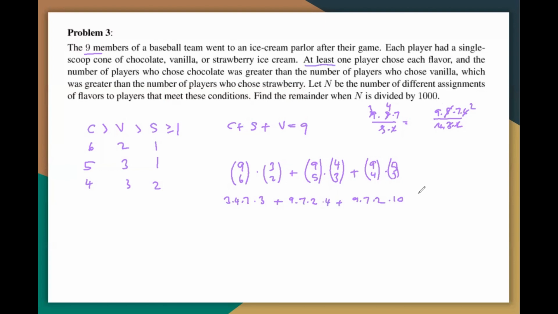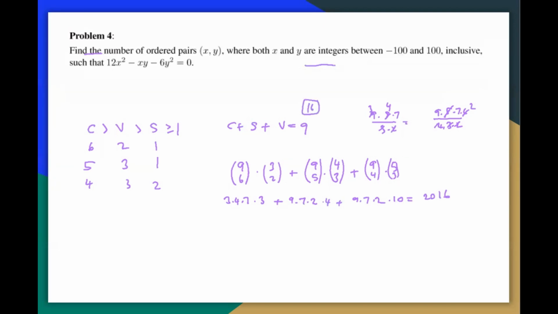The rest is just multiplying and adding. If you do this, you will get 2016. Then we divide this by 1000 to get the remainder, so 16 is our answer. That was our third problem. So let's see the next one.